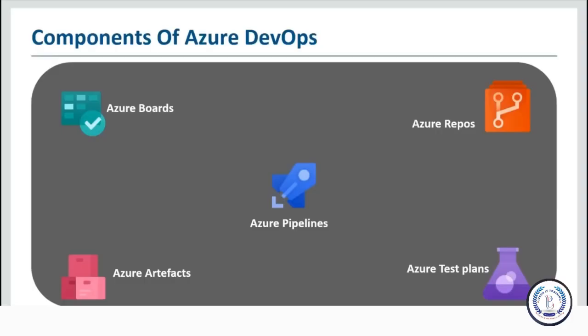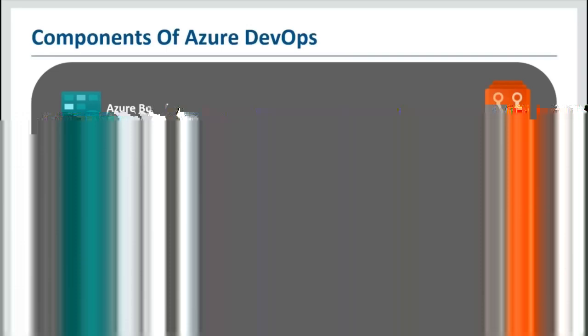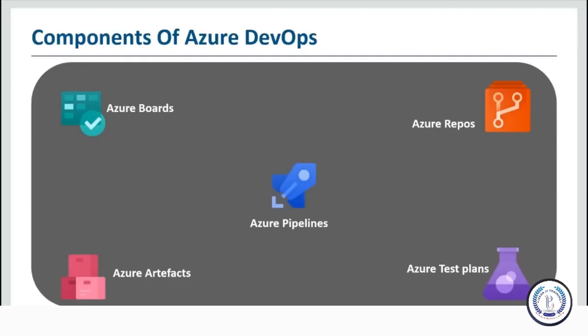Now, all these activities can be done as part of the Azure Boards. Number two is, of course, after you have done all the planning, after you have created all the epics, features, stories, tasks, and everything, the second thing you want to do is development.